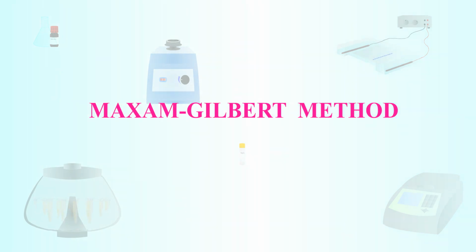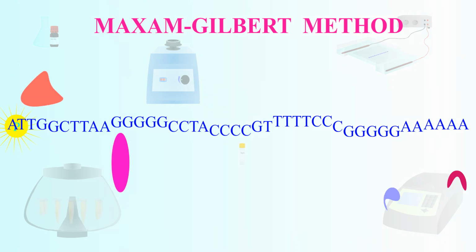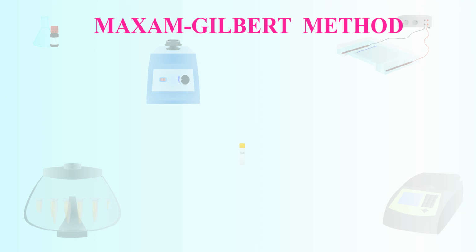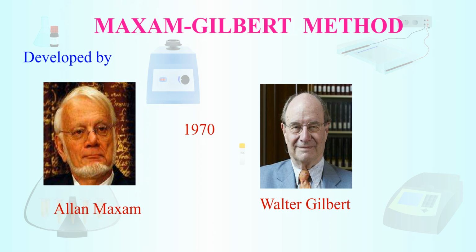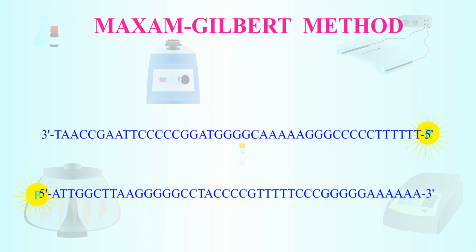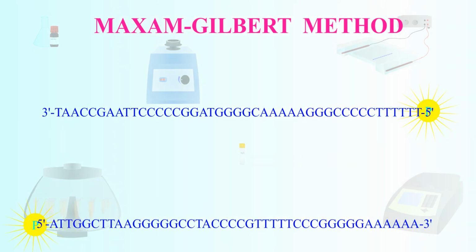Maxam-Gilbert sequencing. Maxam-Gilbert sequencing is a method of DNA sequencing that relies on the chemical cleavage of DNA to determine the sequence of nucleotides. It was developed by Allan Maxam and Walter Gilbert in the 1970s. In this method, the DNA is first labeled with a fluorescent marker or radioactive isotope phosphorus at the 5' end. The DNA is then denatured into single strands.